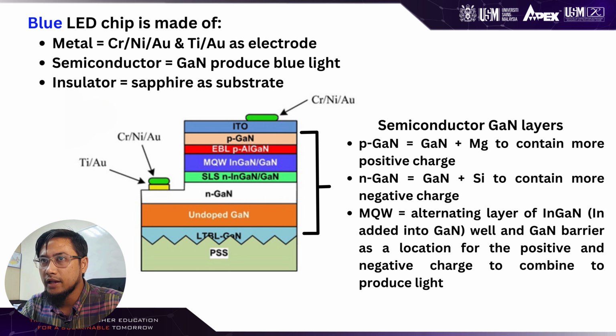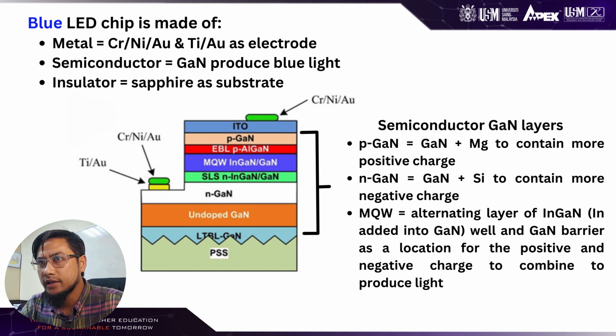Alright, so if you look here, p-GaN is a p-type gallium nitride layer. It is just a gallium nitride compound with a little magnesium added into it, so that it contains more positive charge carriers. On the bottom side, we have n-GaN, n-type gallium nitride, which is a gallium nitride layer with silicon added to it, so that it contains more negative charge carriers. So it's opposite to the p-GaN.